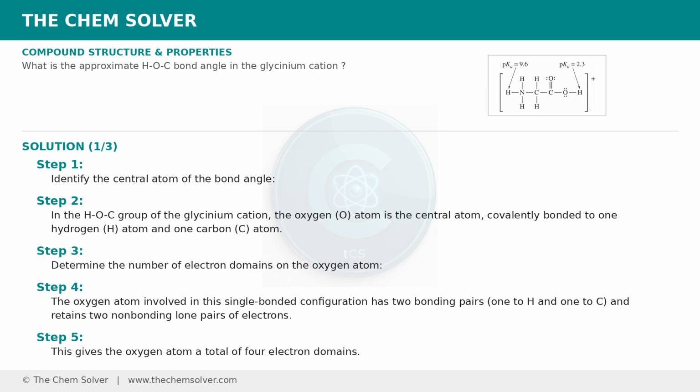Determine the number of electron domains on the oxygen atom. The oxygen atom involved in this single bonded configuration has two bonding pairs, one to H and one to C, and retains two non-bonding lone pairs of electrons. This gives the oxygen atom a total of 4 electron domains.